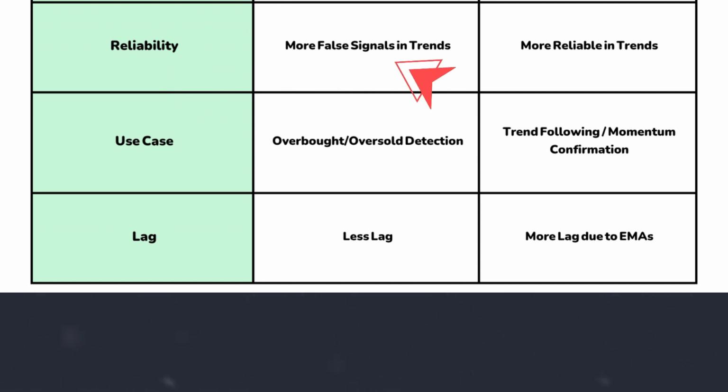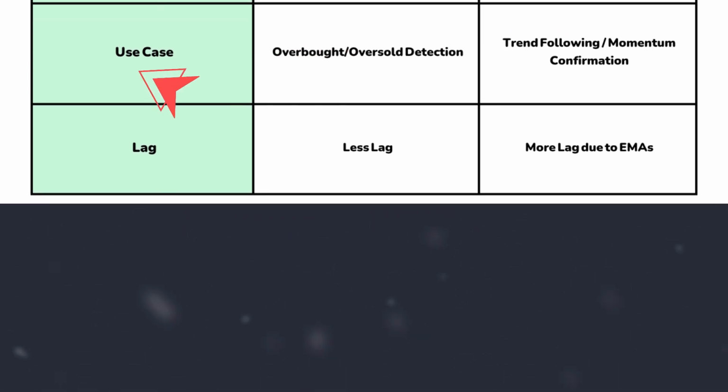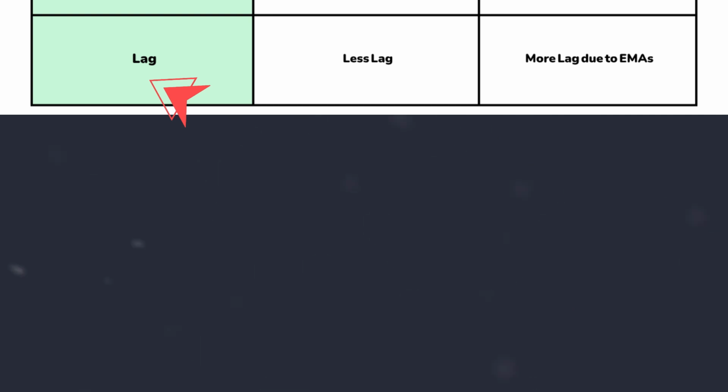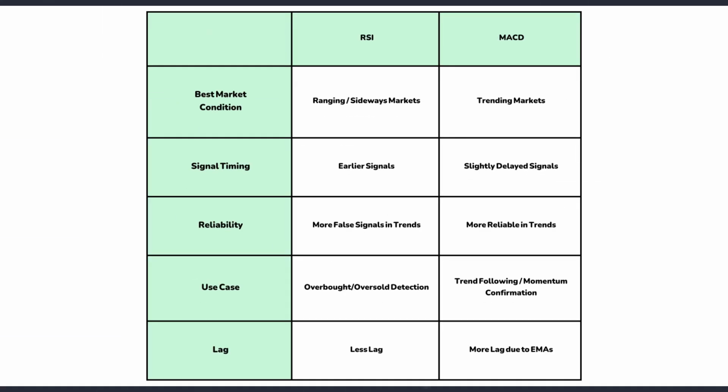Reliability. RSI can be sensitive and sometimes noisy. MACD is generally smoother and more stable in trends. Best use case. RSI is ideal for spotting overbought and oversold levels. MACD is better at confirming trend direction and momentum. Lag. RSI has less lag and reacts faster to price changes. MACD has more lag due to its moving average calculations. So depending on the market and your style, you might prefer one, or even better, use both together for a more complete picture.